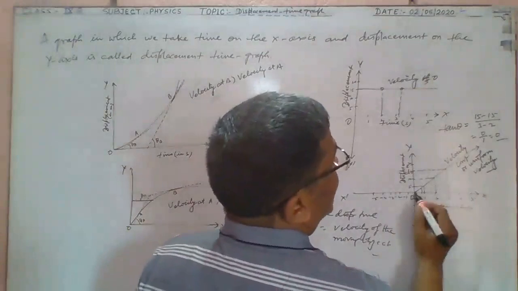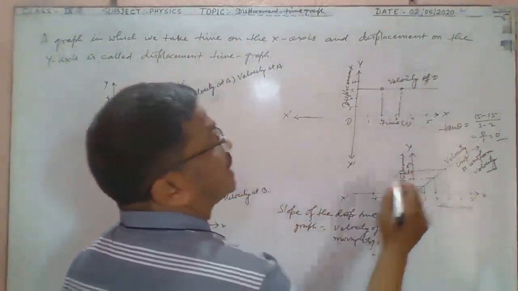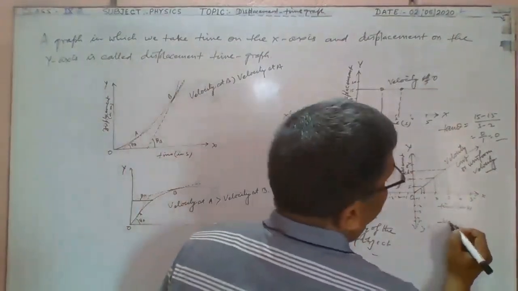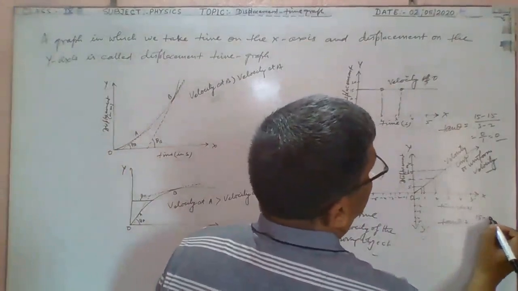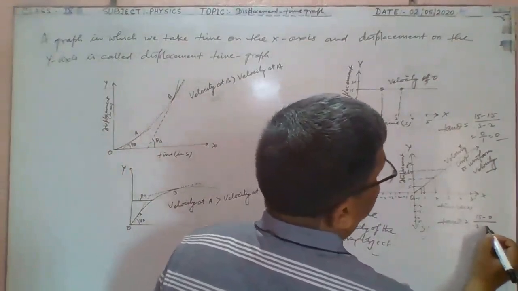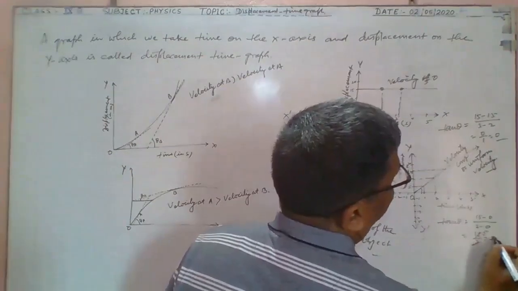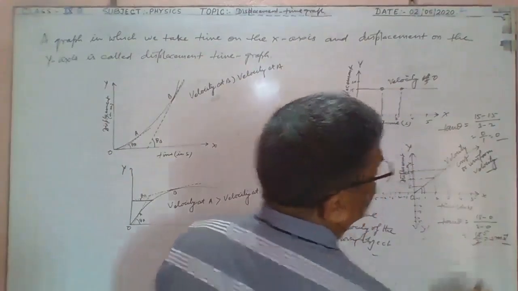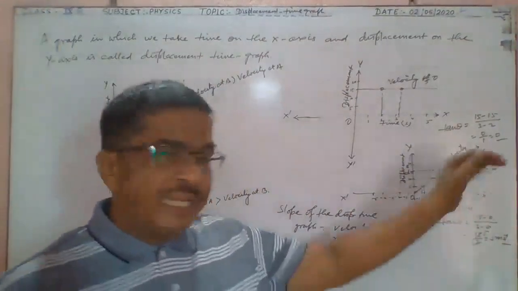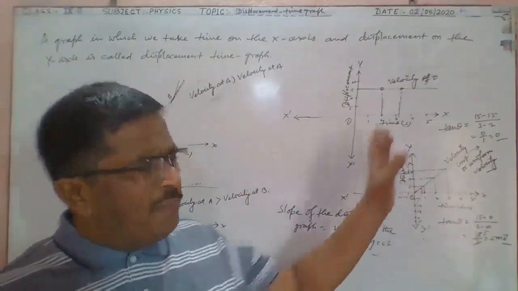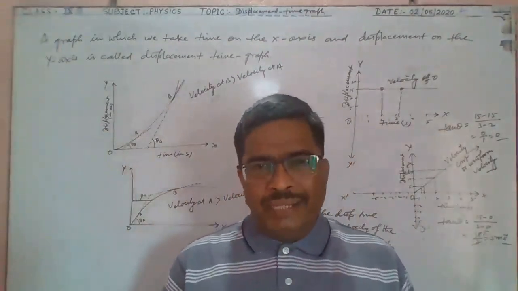So total time in this case is 3 seconds and the distance covered is 15. So again you can find tan theta. Tan theta equals what? 15 minus 0 by the time interval 3 minus 0. So 15 by 3 equals 5 meters per second. That is, the magnitude of velocity will be 5 meters per second.